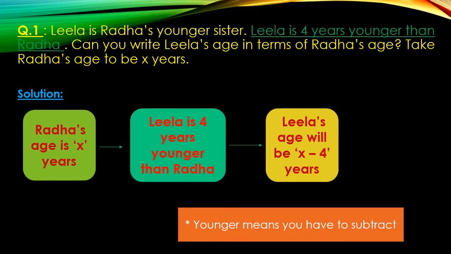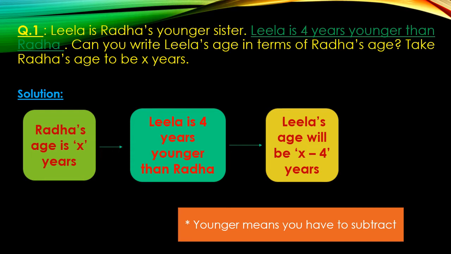Question 1. Leela is Radha's younger sister. Leela is 4 years younger than Radha. Can you write Leela's age in terms of Radha's age? Take Radha's age to be x years.